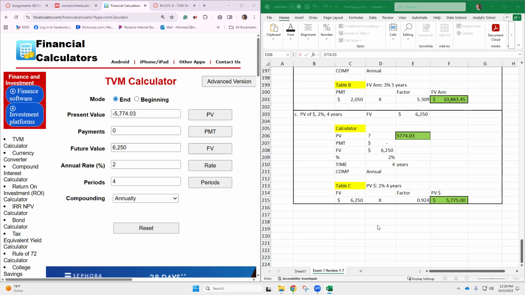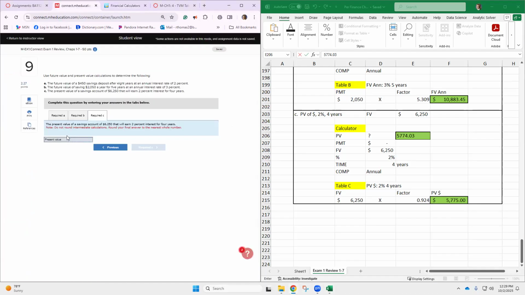Okay, we're back. Let's see here. Now I'm finishing my present value. I'm ready to put this amount in now.